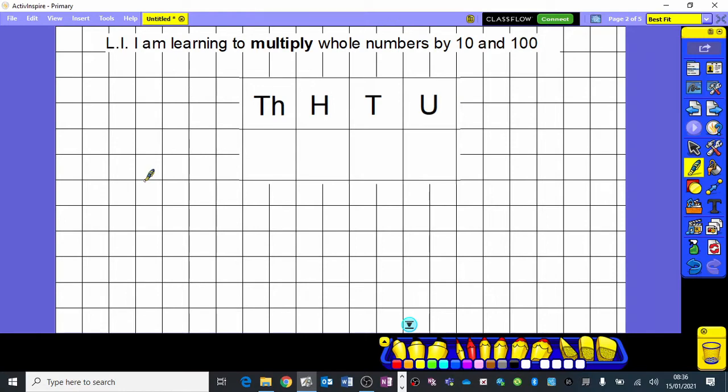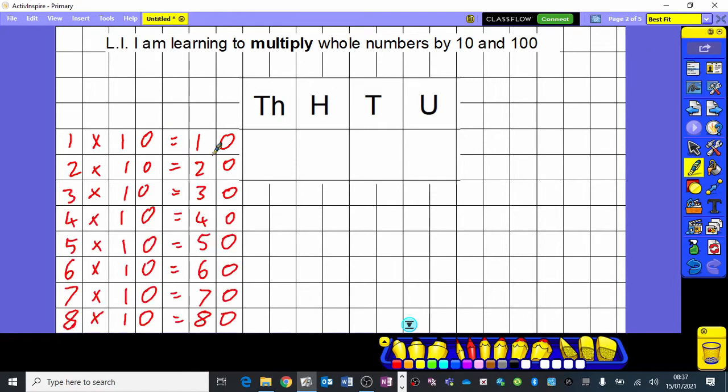To start off with, we're just going to write out the 10 times table and look for a relationship within the 10 times table. So 1 times 10 is 10, 2 times 10 is 20. That'll probably do for now. We should be starting to notice a bit of a pattern here. We have 1, 0, 2, 0, 3, 0, 4, 0, 5, 0. 6 times 10 is 60, 7 times 10 is 70, and so on.